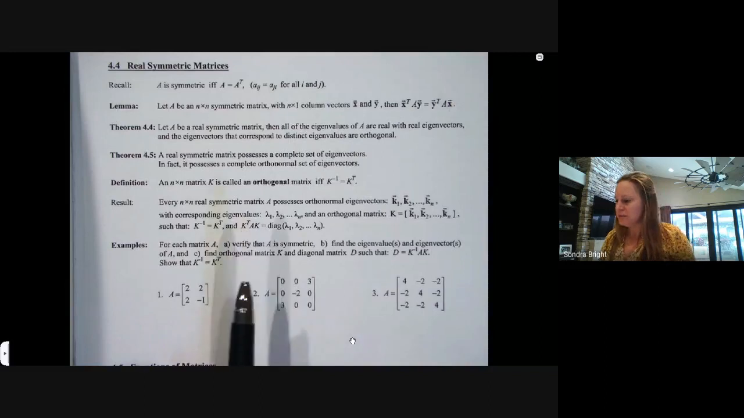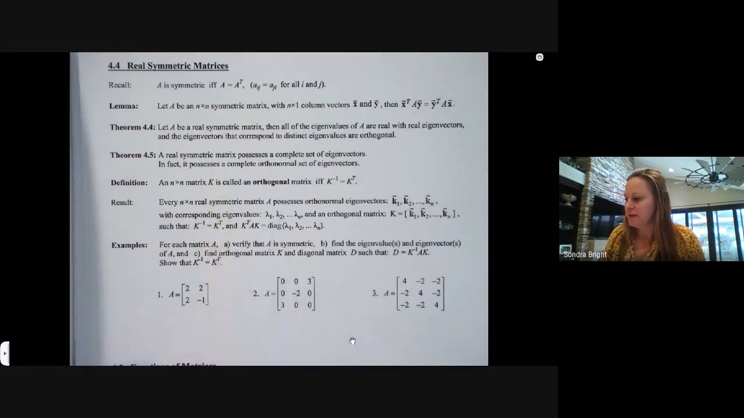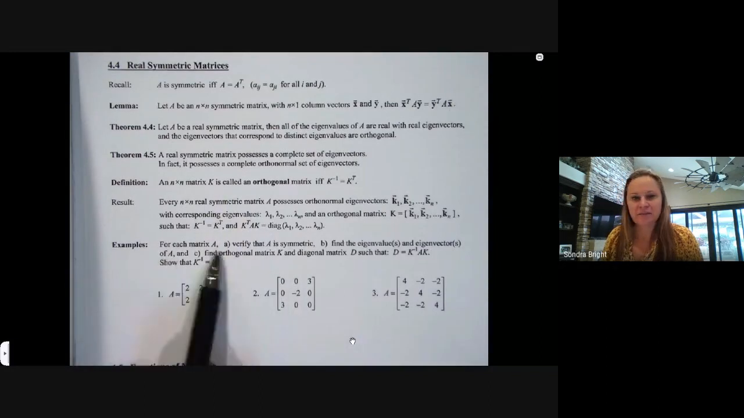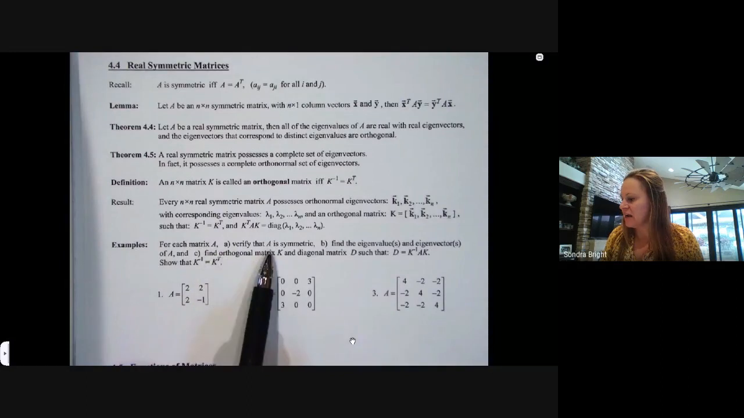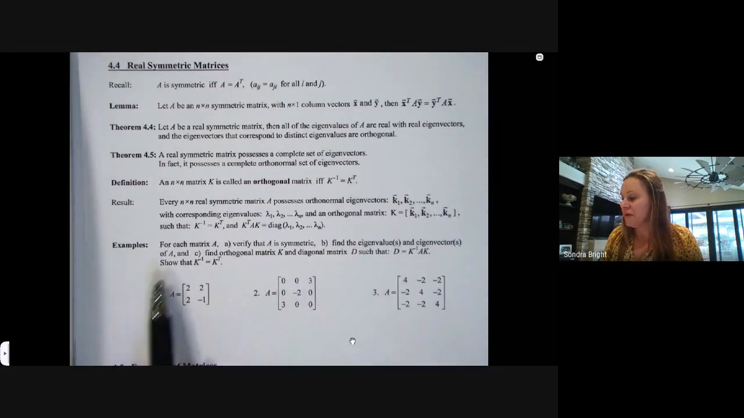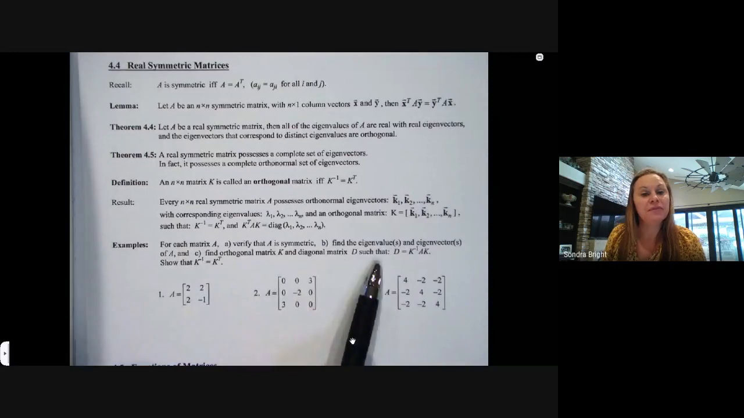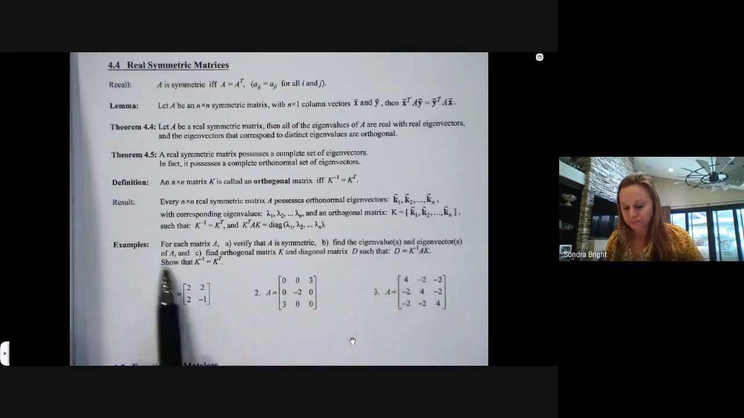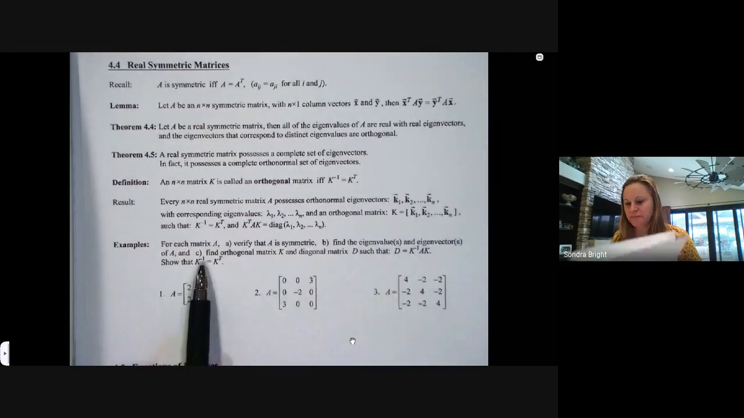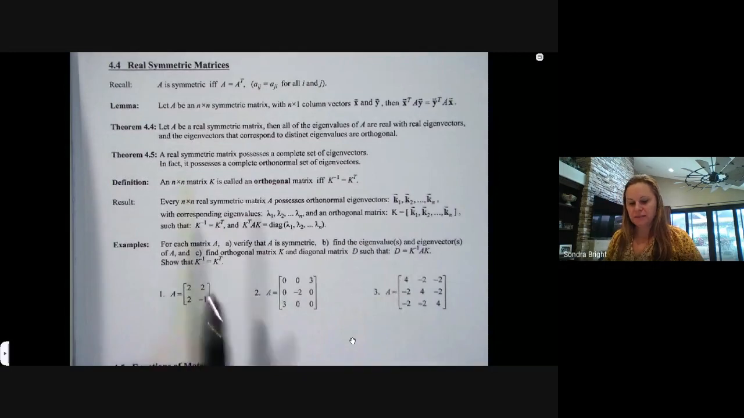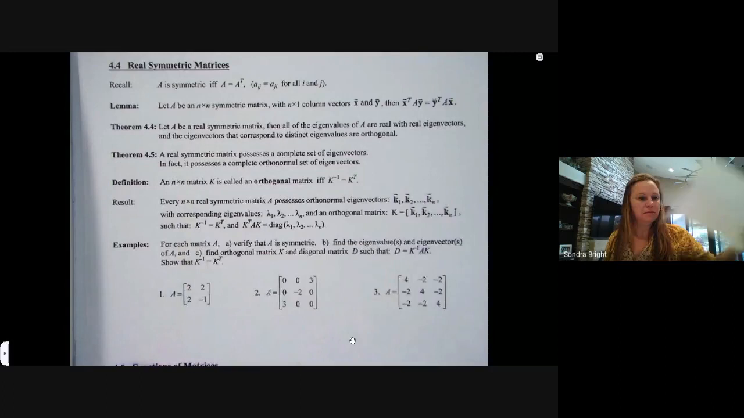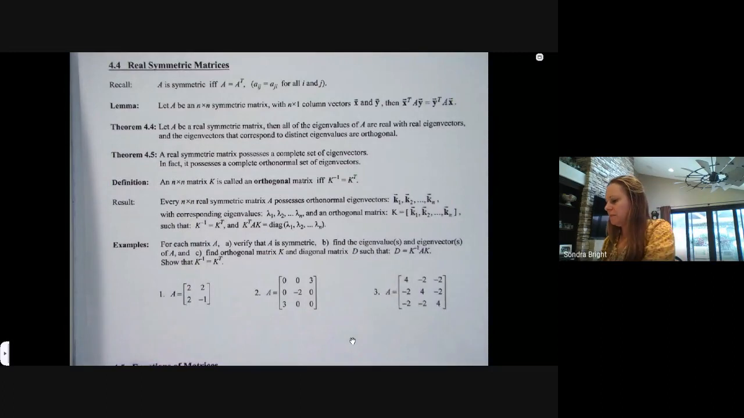Okay, so let's do some examples. For each matrix A, we're going to verify that A is symmetric. We're going to find the eigenvalues and eigenvectors of A. We're going to find the orthogonal matrix K and diagonal matrix D such that that's true, and we're also going to show that K inverse is equal to K transpose. Okay, so let's do an example. Do example one first.